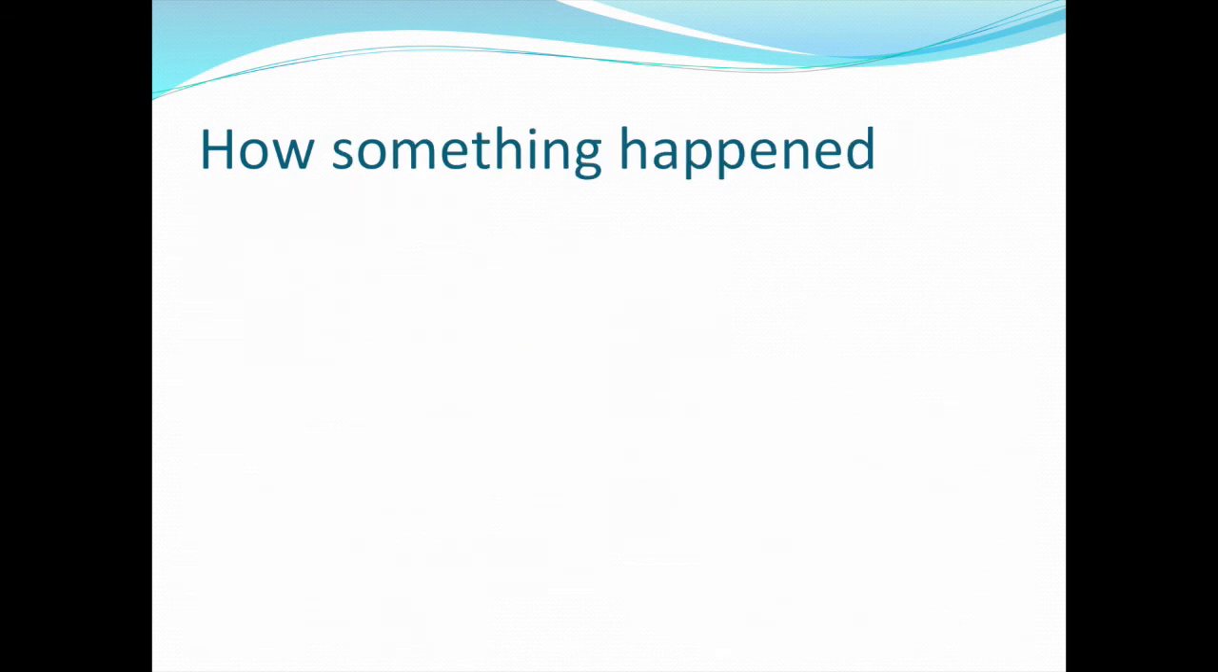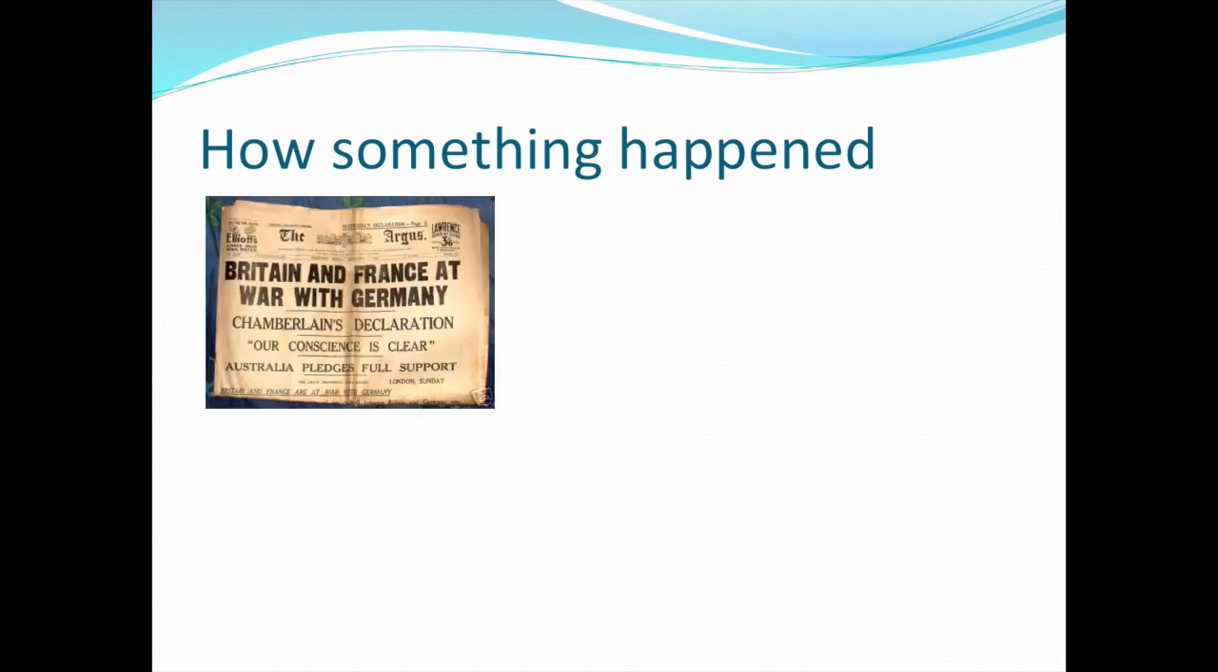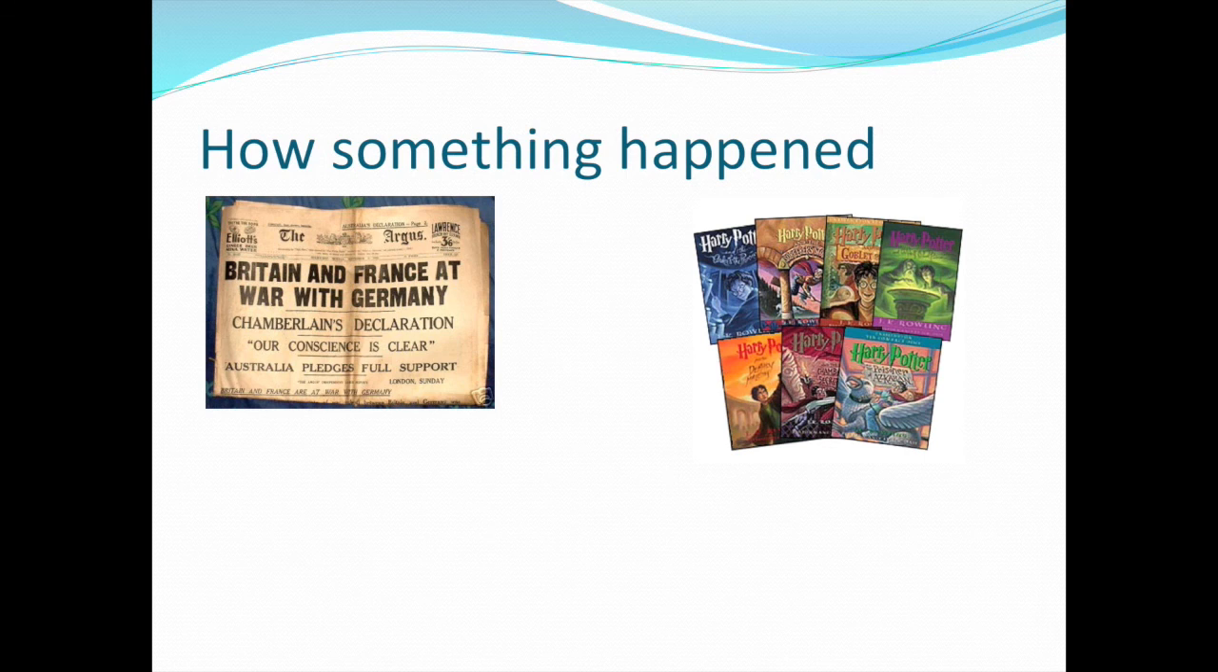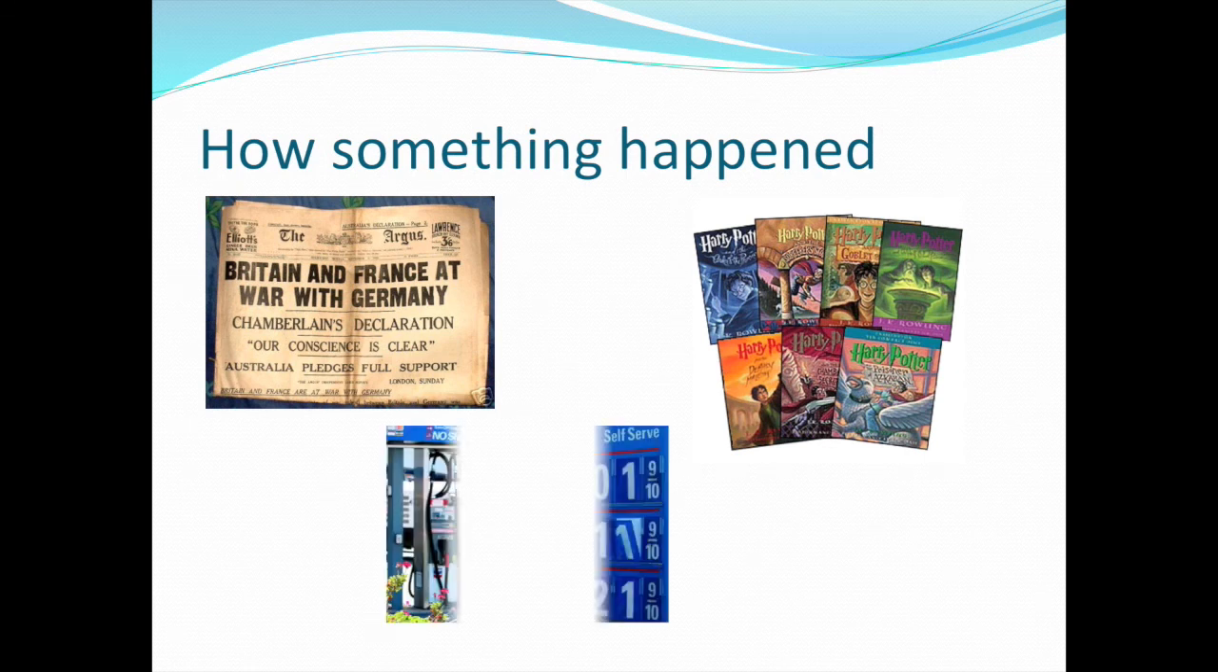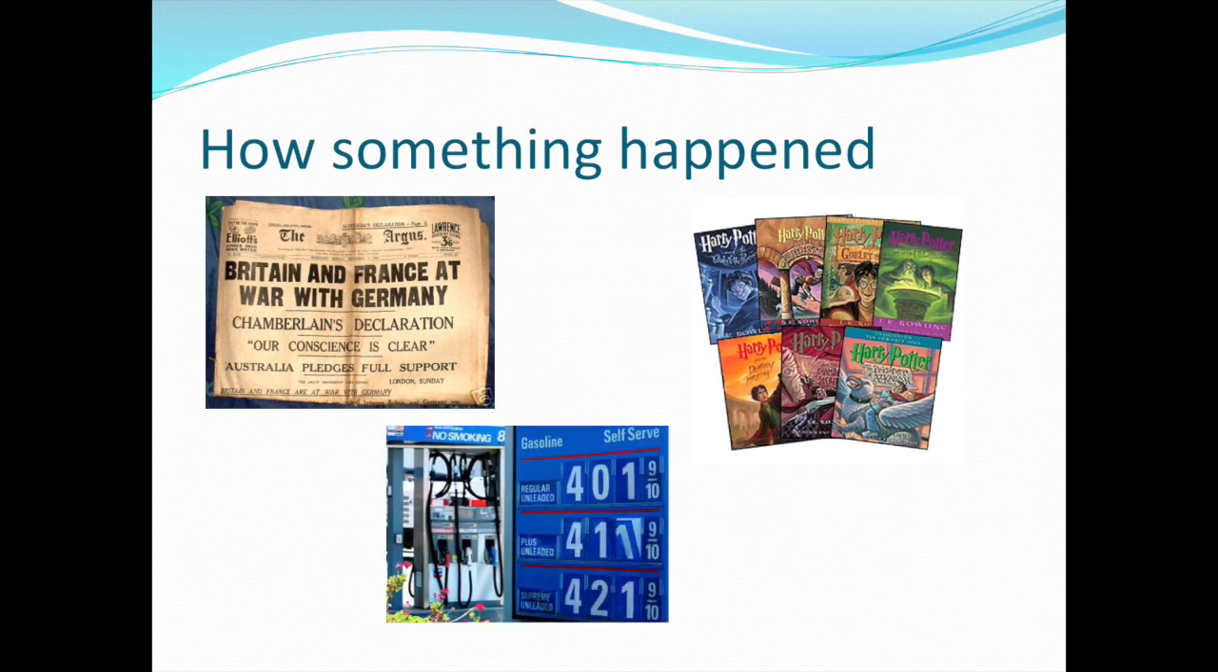Writing about how something happened is still considered a process analysis essay, but it takes a different approach. Potential topics could include how World War II began, how Harry Potter changed the world of publishing, or how the world became dependent on oil.